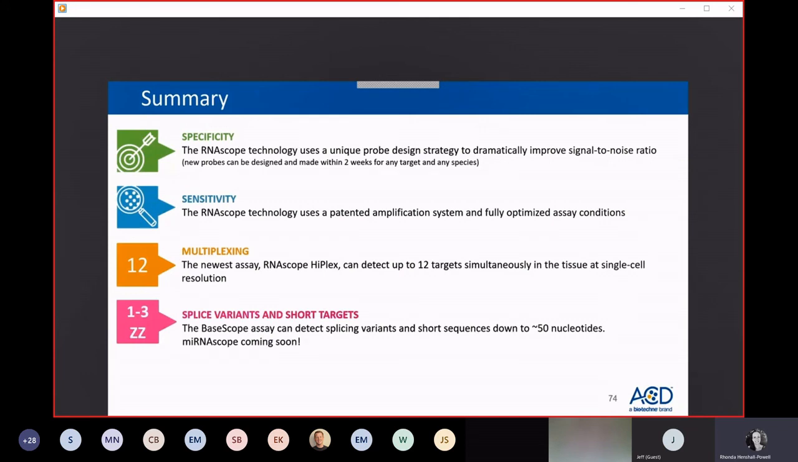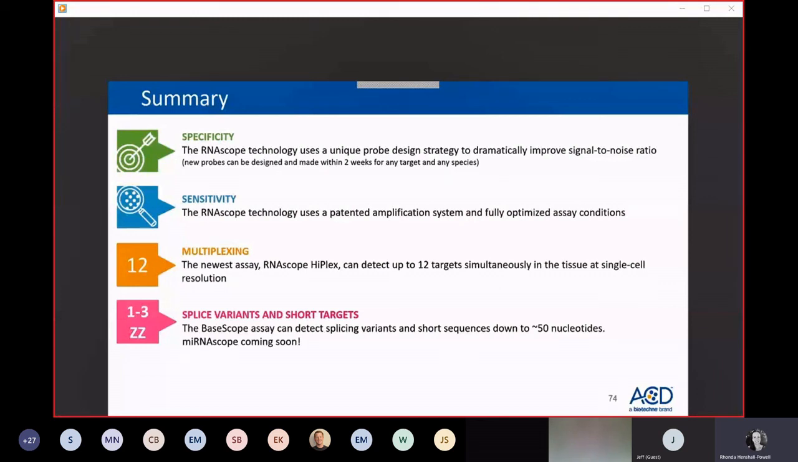We have an assay called BaseScope. If you're interested in alternative splicing or really short sequences or even point mutations, we have a probe and a platform for that. It's called BaseScope. I am happy to talk about it more. We have actually webinars available, pre-recorded, that you can learn more about how to use BaseScope to detect these sorts of RNAs. And just a pretty exciting announcement, we have an assay coming out next month where you can detect sequences as short as like 22 nucleotides.